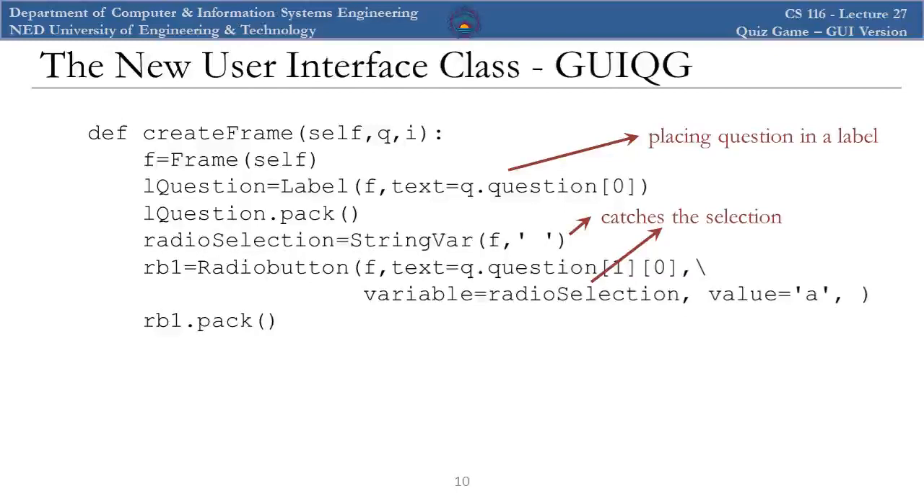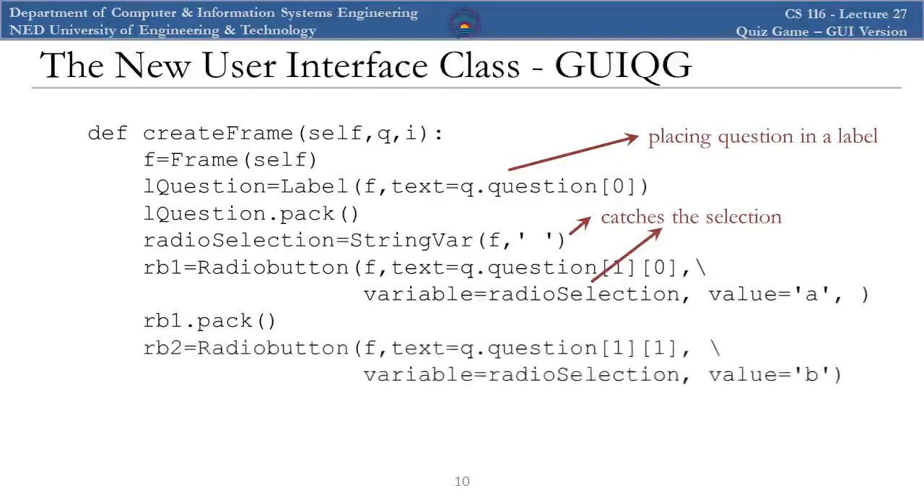First, let's pack it to the frame. Then we'll create the second button. It's created the same way. The only difference is that I'm choosing a different name for this radio button. I'm choosing RB2, whereas previously it was RB1. And I am displaying a different option here. I am displaying q.question11. That means this is the second option. And I'm assigning it value B. So if this option is selected, then radio selection will hold this value B.